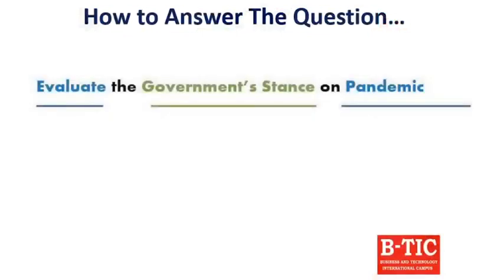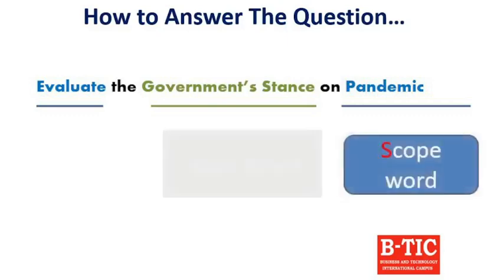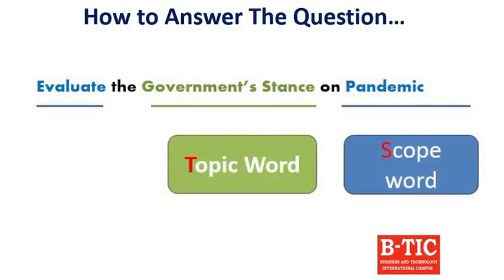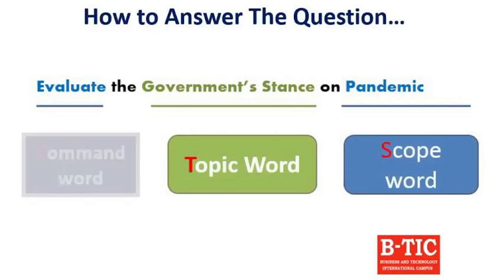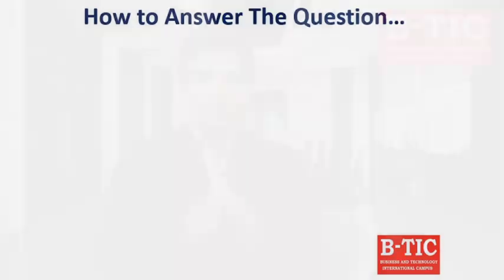Now let's see how to answer this question. Let me take the first question: evaluate the government's stance on pandemic. When you answer this question, you always approach it in reverse order. You start by explaining the pandemic, what the pandemic is about, that is your scope. Then you talk about the stance on the pandemic of the government, and after that you evaluate the government's stance by comparing it with some other countries' stance. So you approach your question in reverse order. You start from the scope word, then the topic word, and finally the command word.